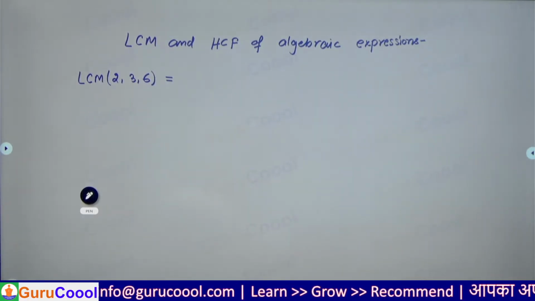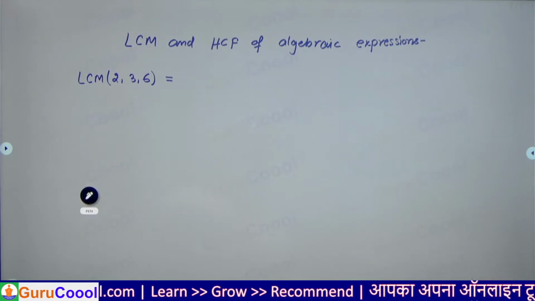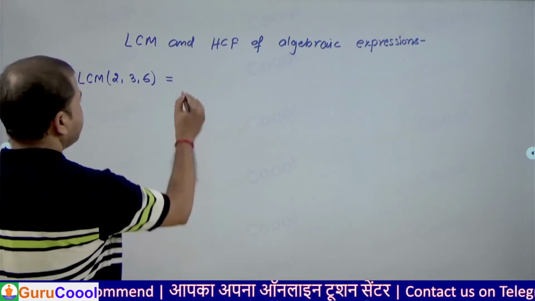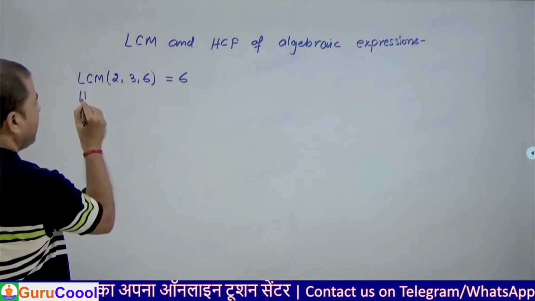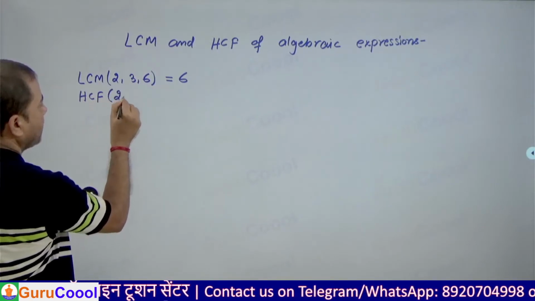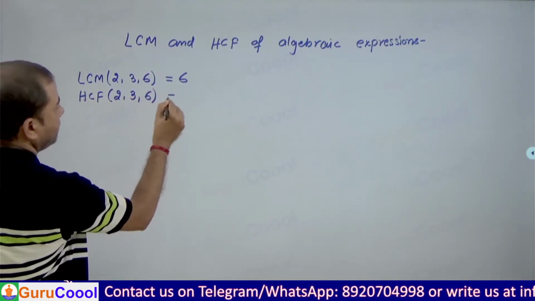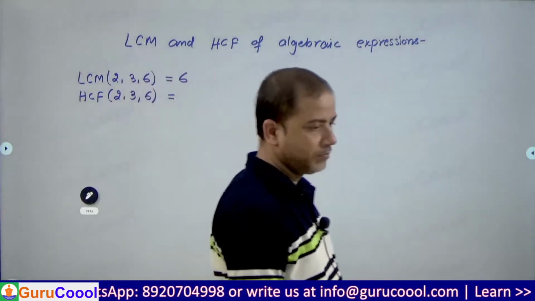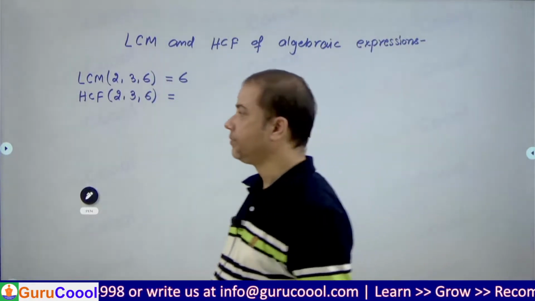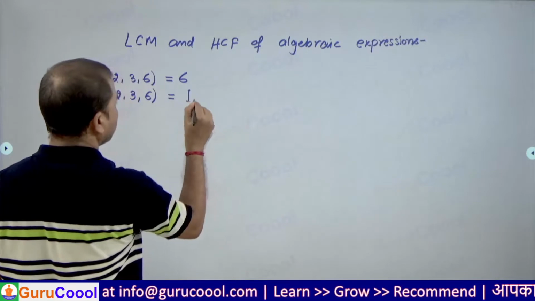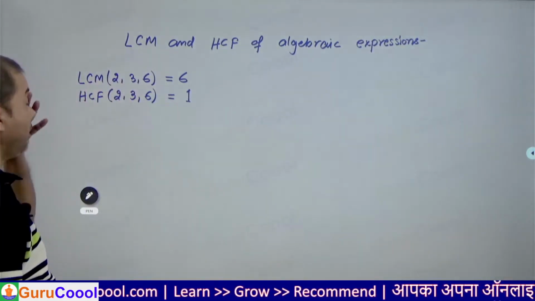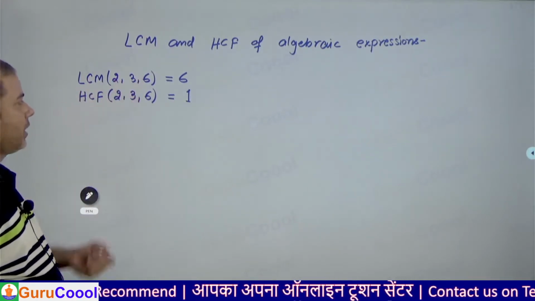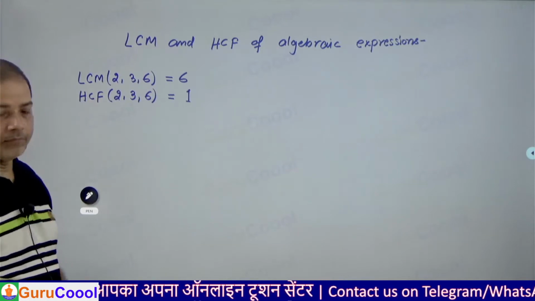Sir, it is 6. It is 6, right? And what is HCF of 2, 3, 6? Sir, 1. Okay. So you are comfortable finding LCM and HCF of numbers, right? Yes, sir.